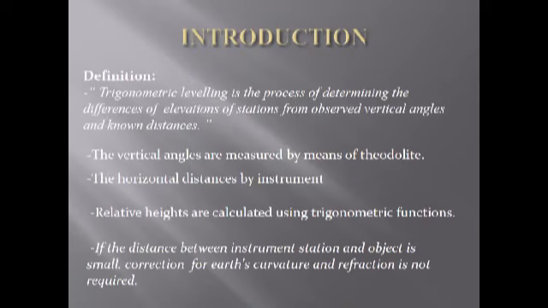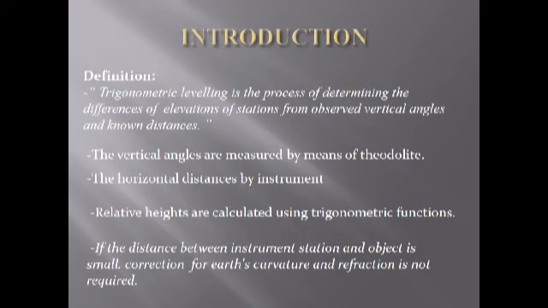Now we take the introduction. Definition: trigonometric leveling is the process of determining the difference of elevation of a station from observed vertical angles and known distance. We talk about the steps. The vertical angles are measured by means of a theodolite. If we measure the vertical angles by use of the theodolite, we first set at 0 and focus on the object using the telescope.